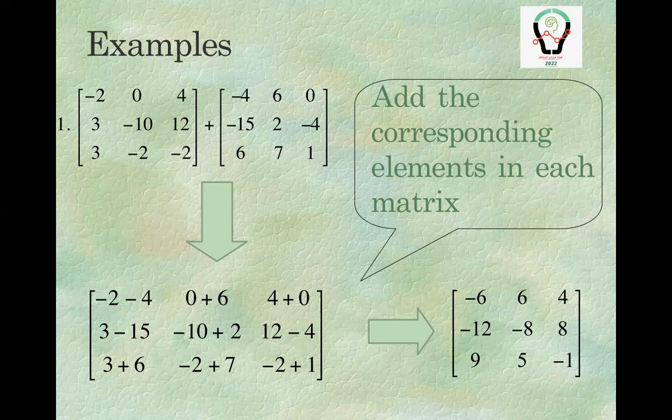0 plus 6 equals 6. 4 plus 0 equals 4. 3 plus -15 equals -12. -10 plus 2 equals -8. 12 plus -4 equals 8. 3 plus 6 equals 9. -2 plus 7 equals 5. And lastly, -2 plus 1 equals -1.